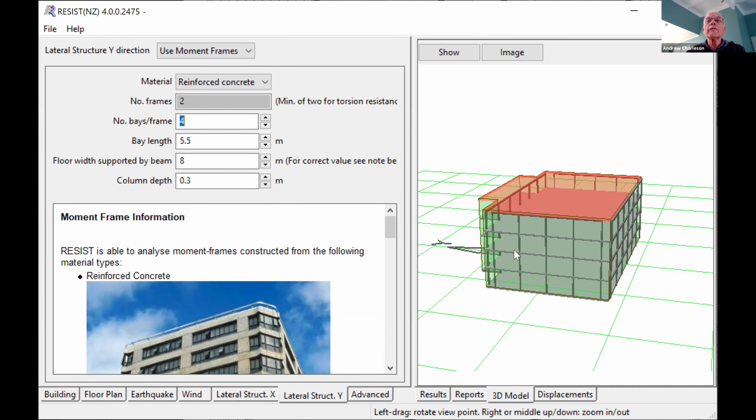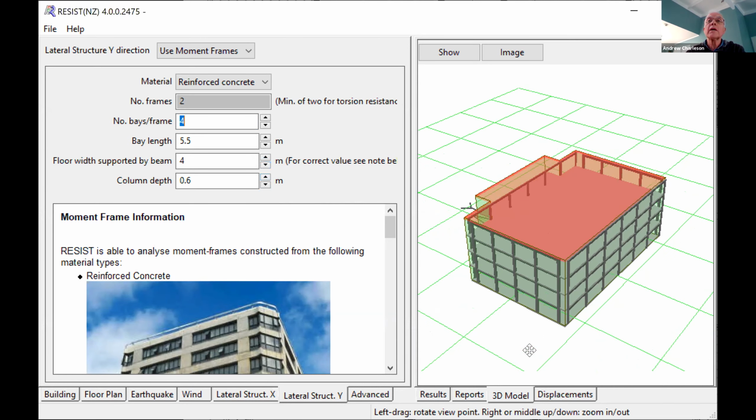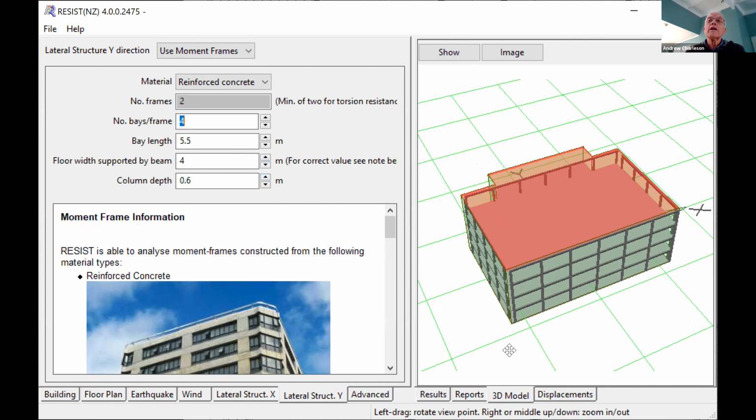I've got 1, 2, 3, 4 frames. The floor width supported, I'll make that the same, 4 meters. And I'm going to increase my columns to make them stronger because they look too weak. I'm going to make them 60 centimeters. So now I've done my first design.